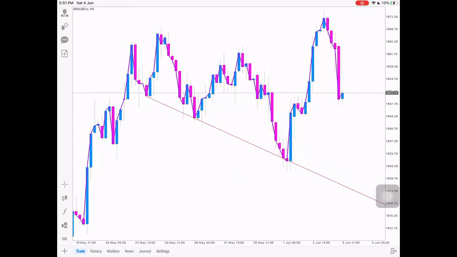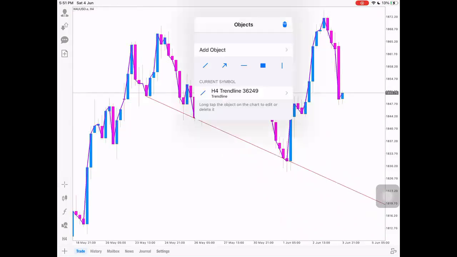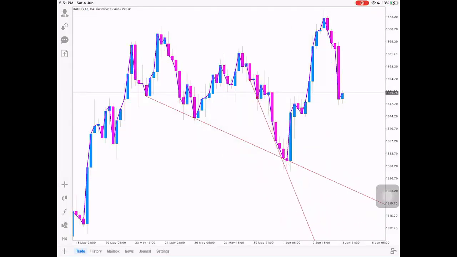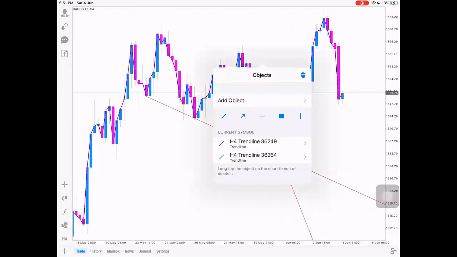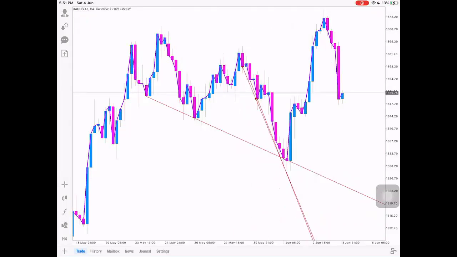Why was it this trend line? Why wasn't it this one? Why is it this one? There's so many trend lines, but which one do you pick?